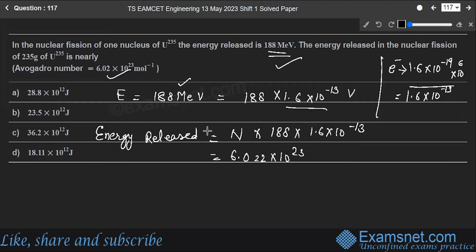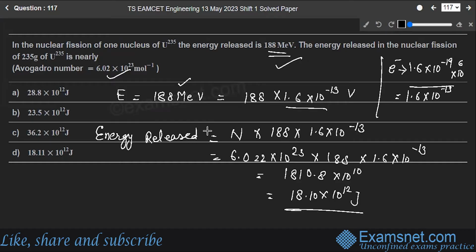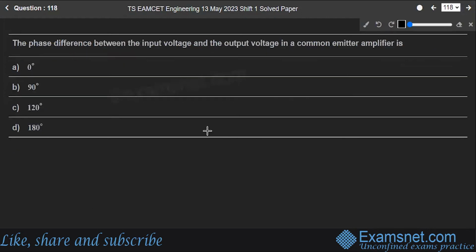So that is 6 times 10 raised to power 23 into 188 into 1.6 times 10 raised to power minus 13. This is equal to 18.10 times 10 power 12 joules. This is the answer to the question. Option B is the right answer. Hope you understood. Next, question number 118.